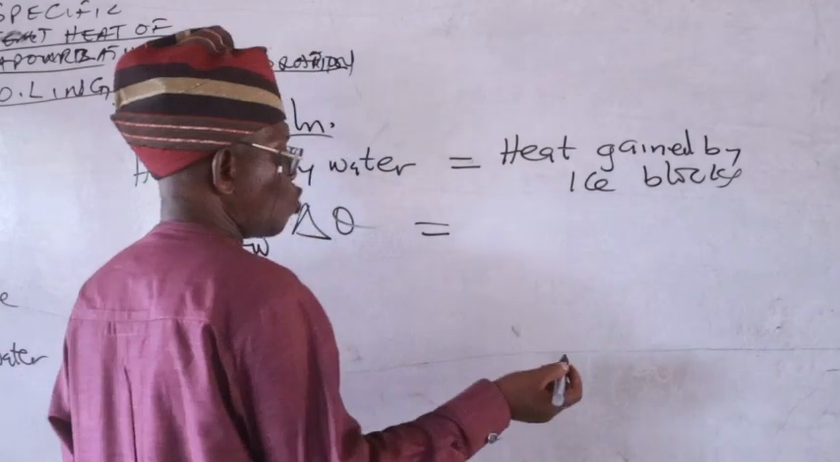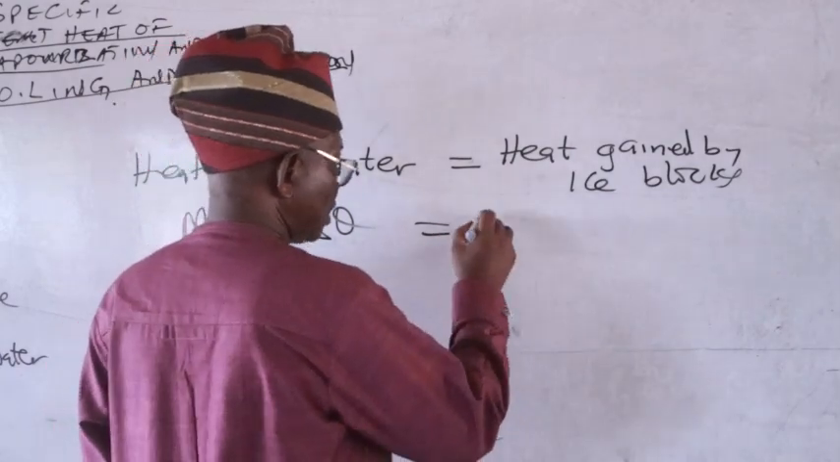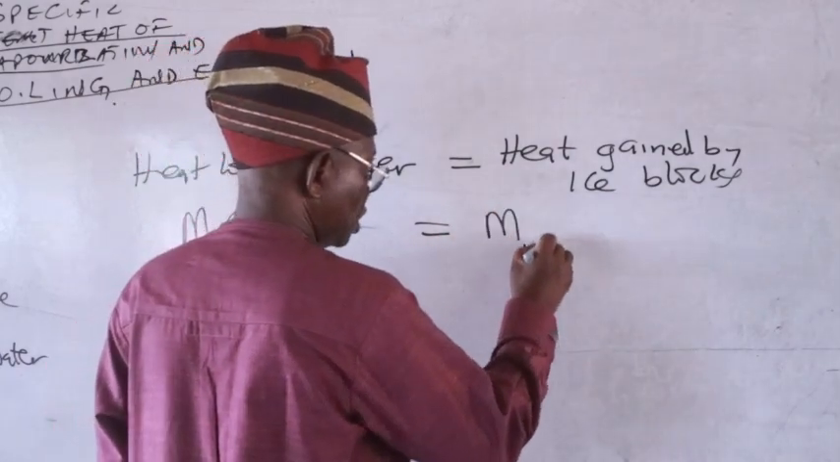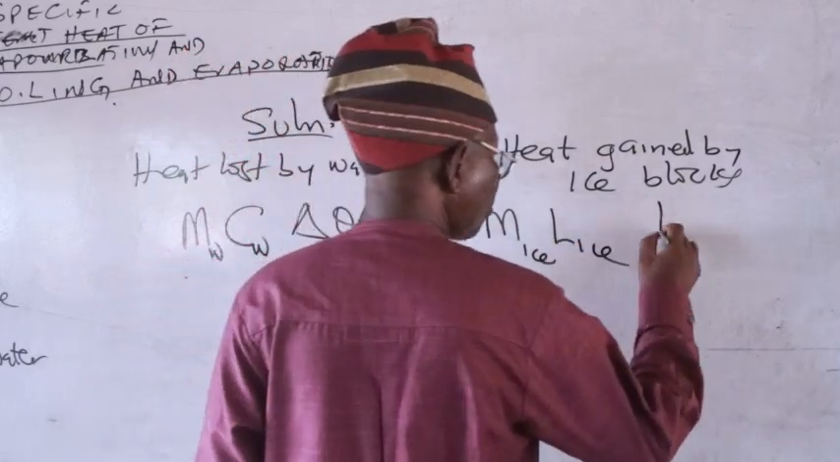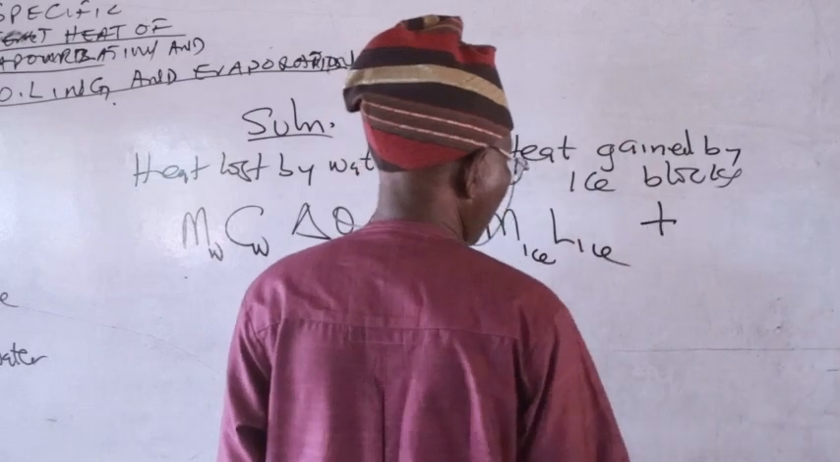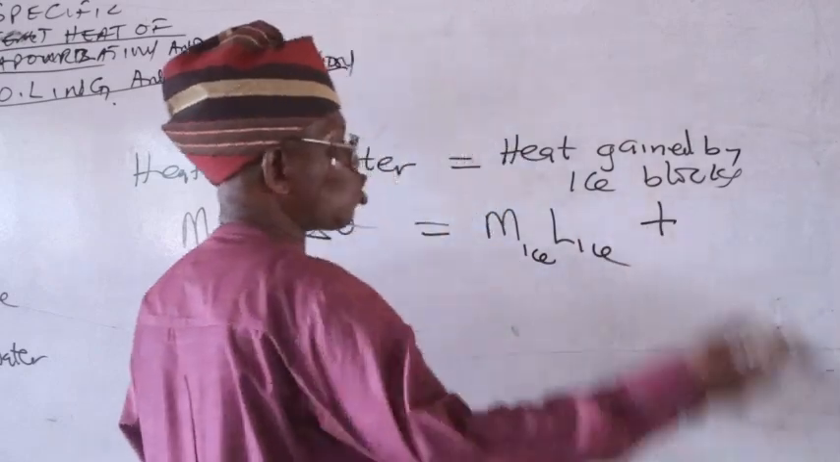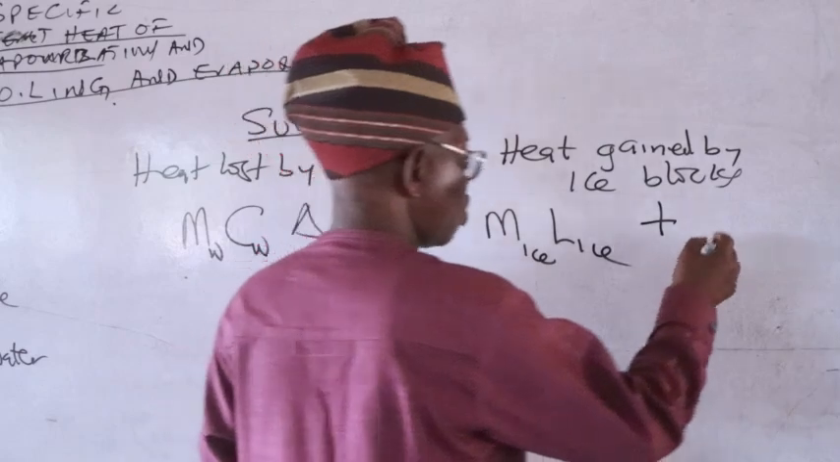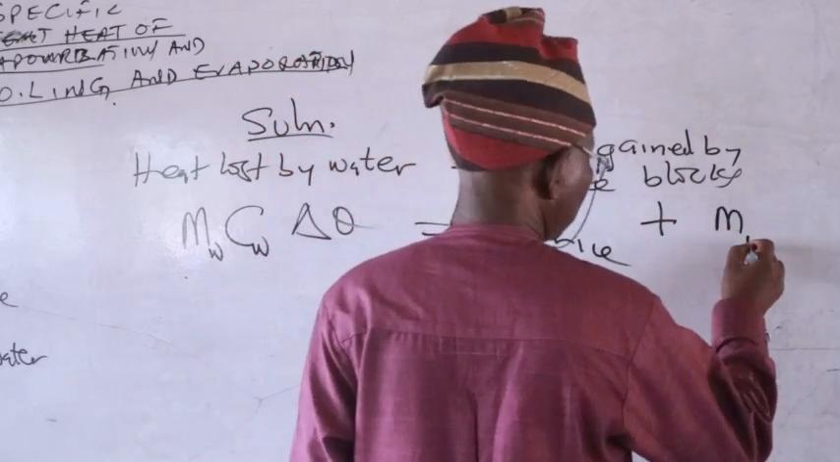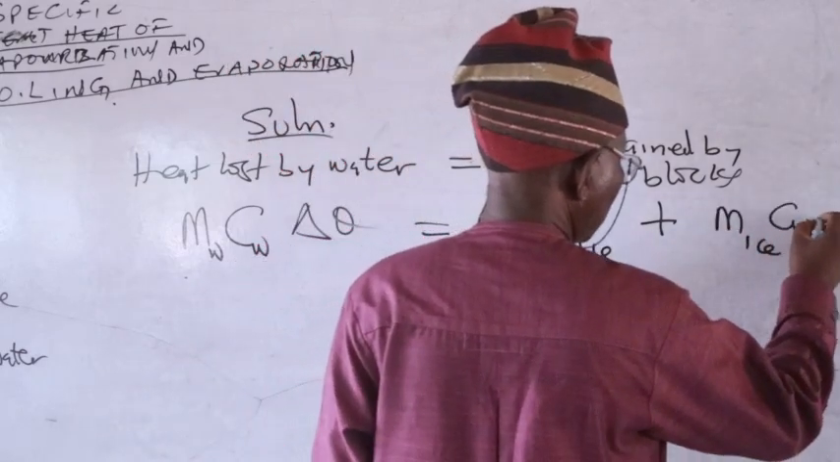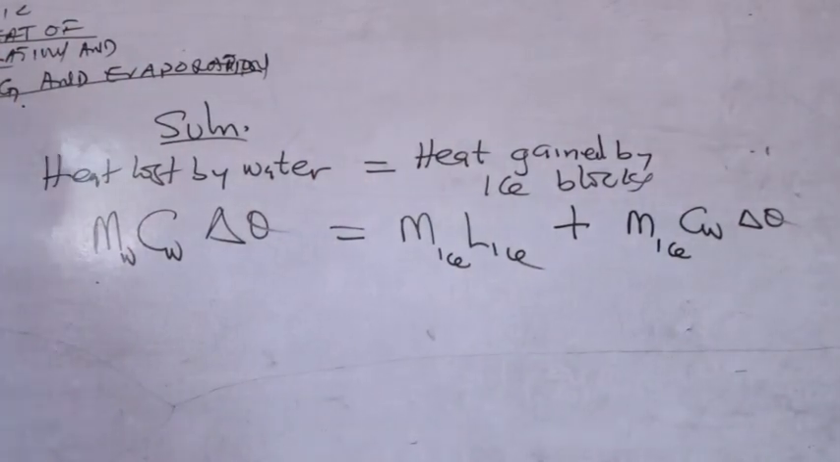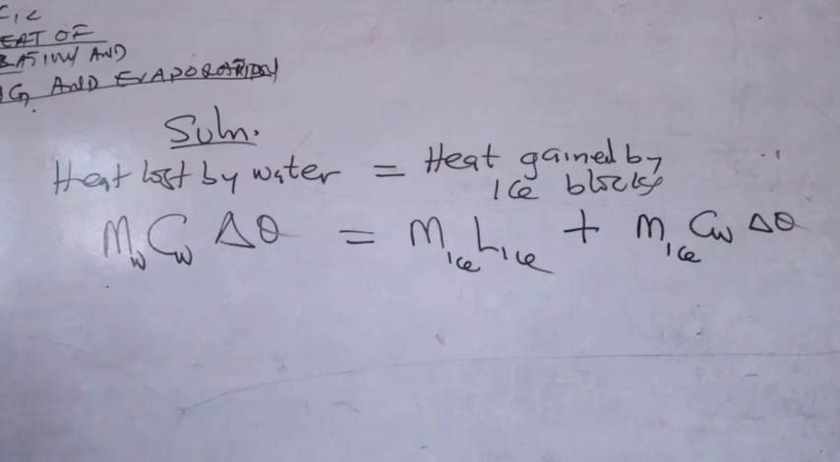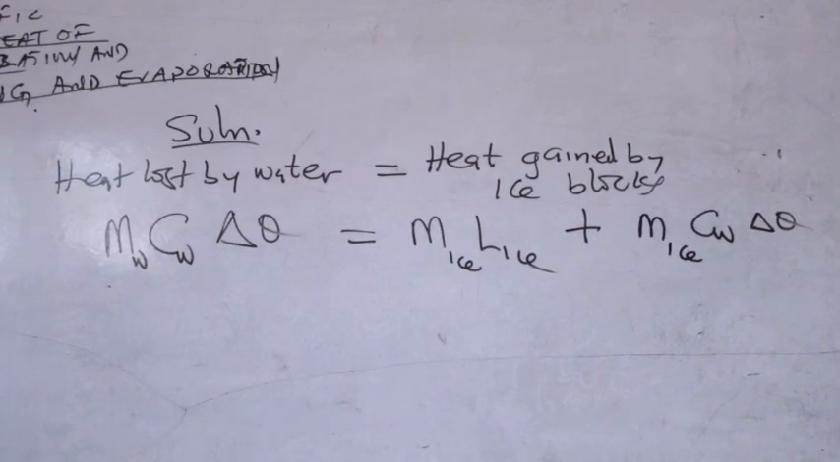One, to convert it to water. How do we calculate that? Mass of ice times latent heat of ice. Then we add it to the remaining part of heat gained by ice, which raises the temperature of water at 0 to water at mixture temperature. That's delta theta. So simple. Once you have gotten to this level, every other thing is mathematics.